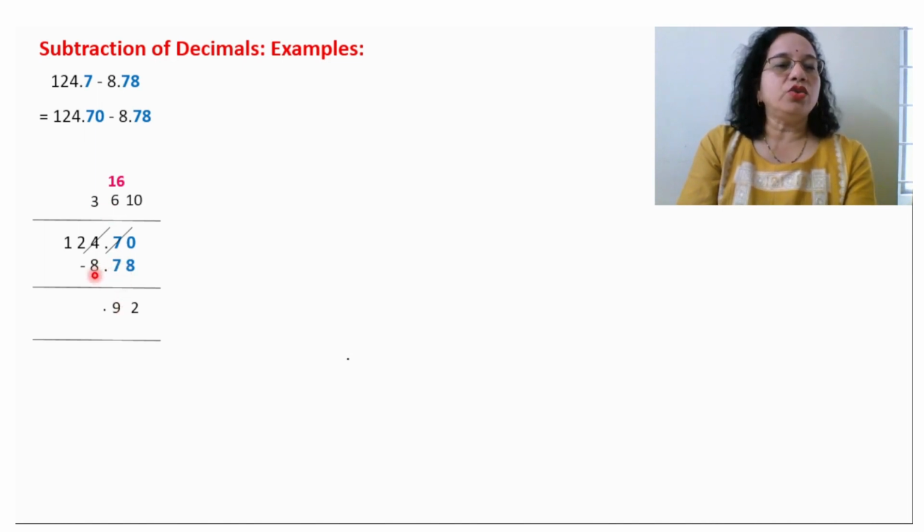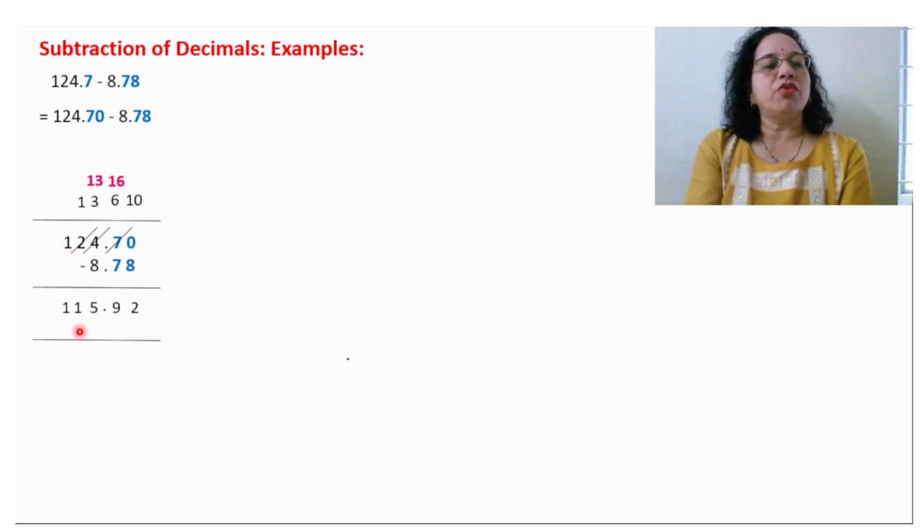Again this 8 you cannot subtract from 3, so borrow from 2. So this will become now 1 and this 3 will become 13. So 13 minus 8 will be 5. Now this one will be as it is, we will copy down, and this one again we will copy down. So your answer will be 115.92.